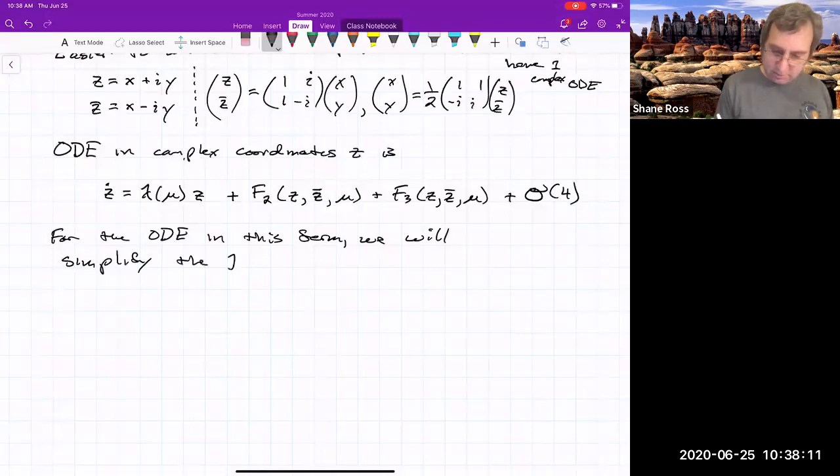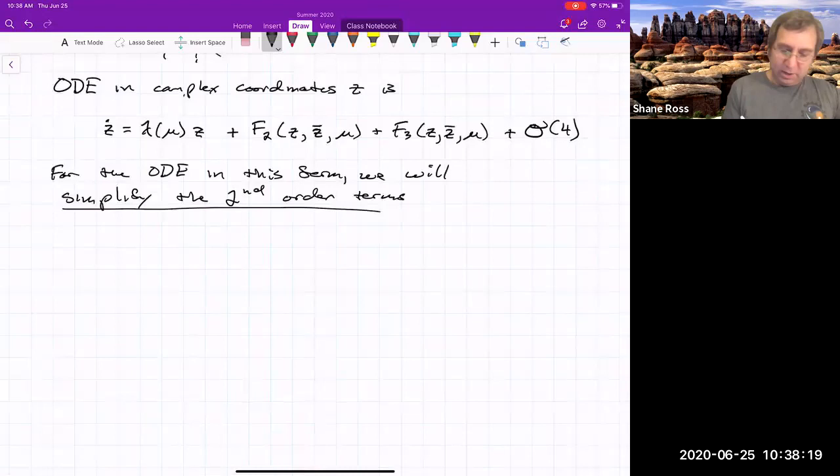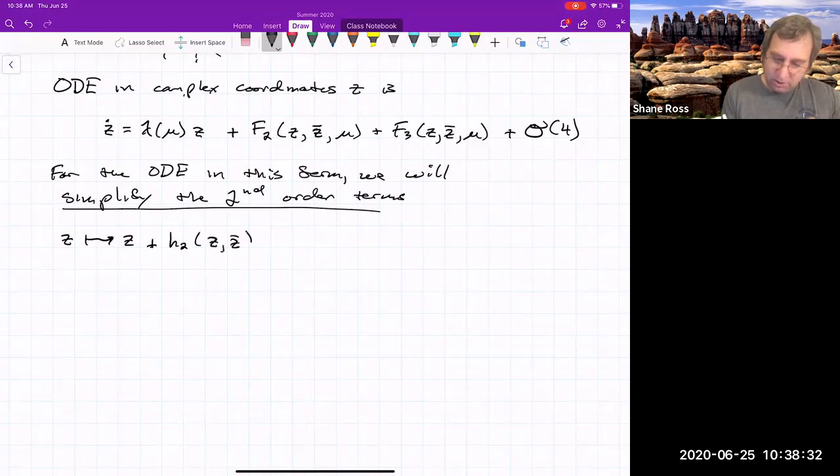Simplify second order terms. So what's that going to look like? We do a transformation from Z. It's a near identity transformation: Z plus a homogeneous polynomial of now Z and Z bar.